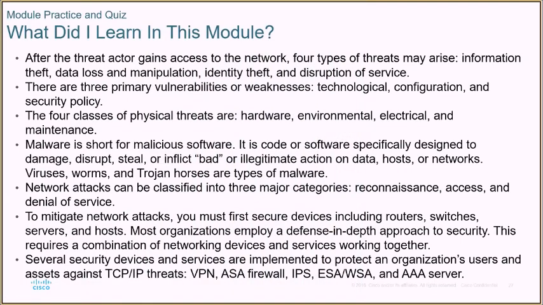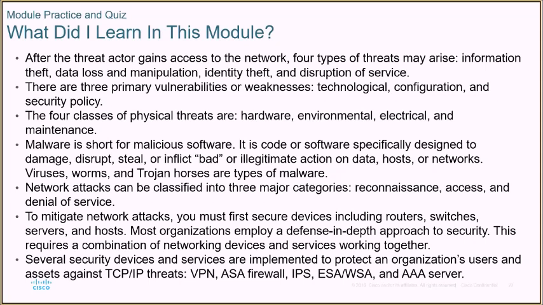But anyway, after the threat actor gains access to the network, four types of threats may arise: information theft, data loss and manipulation, identity theft, and disruption of service. The three major vulnerabilities are technological, configuration, and security policy weaknesses. The four classes of physical threats are hardware, environmental, electrical, and maintenance.